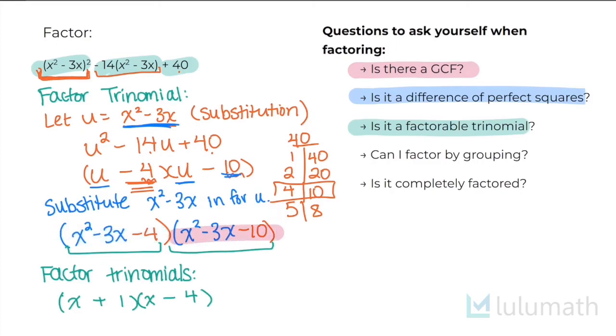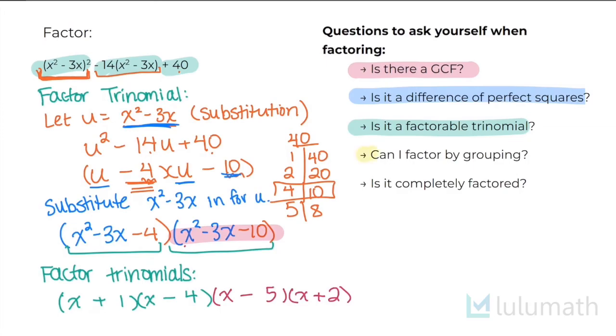Now I'll take a look at my second binomial and do the same thing. So I know the first multiplied by the first will give us this x squared, so I will use x times x. And I know that the last multiplied by the last will give us this negative 10. So I'm going to think of factors of 10. Well, I can do 1 and 10, or I can do 2 and 5, but I know that I'm trying to get this negative 3 here. So I will use a 5 and a 2, and I can get a negative 3 from a negative 5 and a positive 2, which multiply together to give me this negative 10.